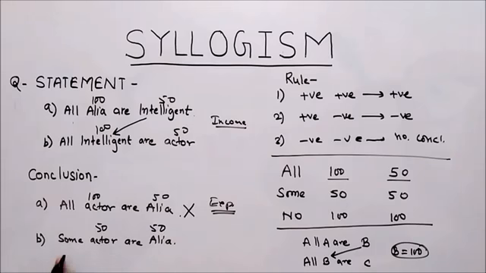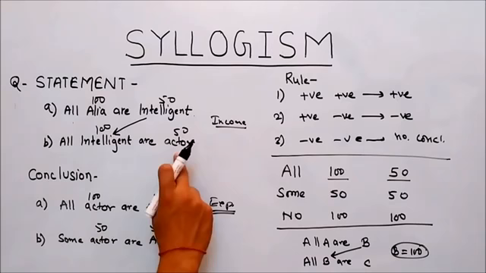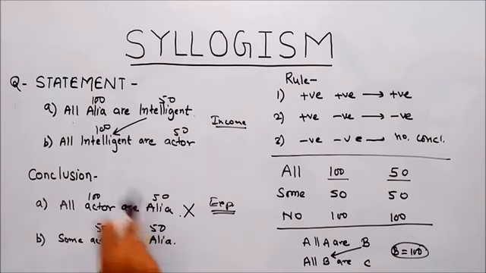Now check the second conclusion: some actors are Alia. Actor here is 50, same actor is 50. Alia is 50 and Alia is 100. Income can be greater than expenditure, so this conclusion is true.